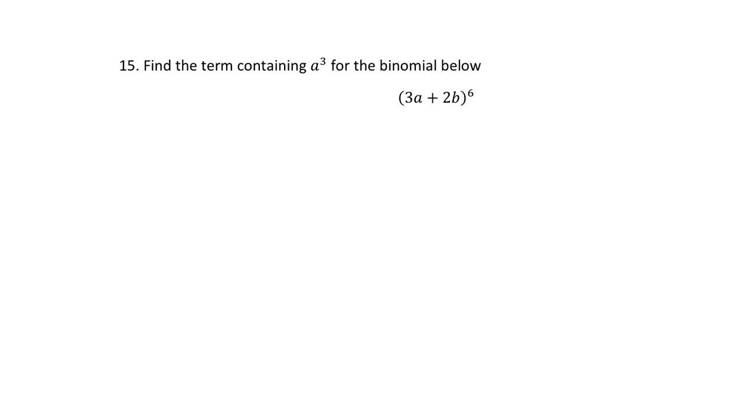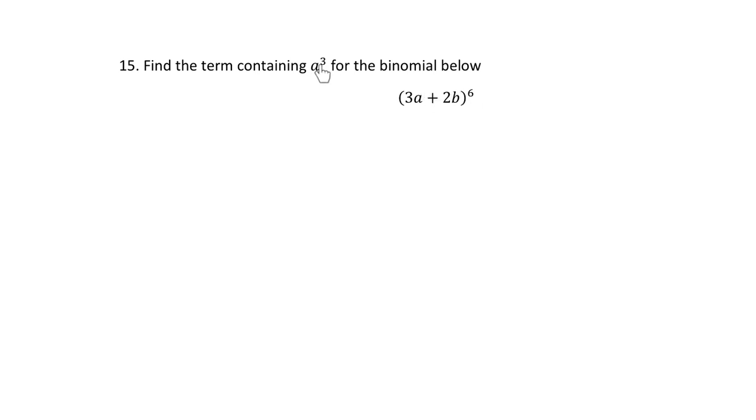Question 15, also from Unit 3, this is binomial expansion in section 7.3. We're not asked here to find the entire expansion of this binomial. We only want one specific term, and that term is the term that contains an a to the third. Now, if you recall, when we're expanding the binomial, it's going to be a combination of both of these terms raised to some power. So, if we add the two powers, the power of a plus the power of b, it has to equal 6.